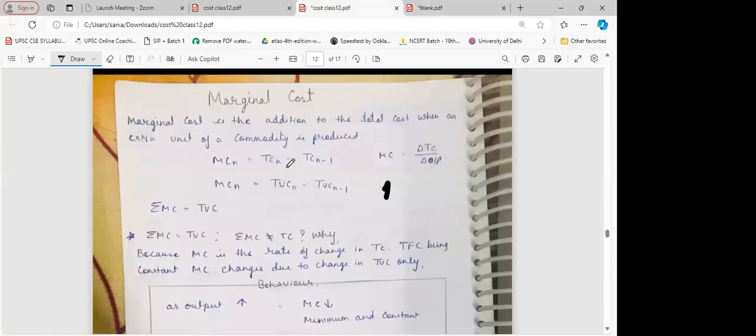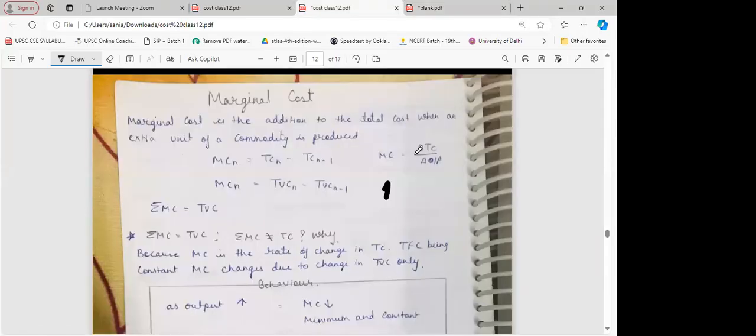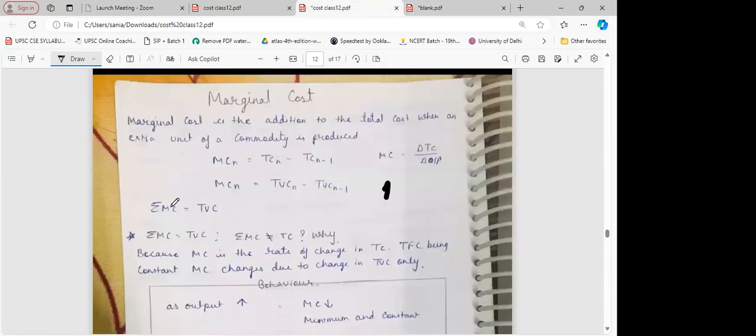One more thing, TVCn minus TVCn minus 1. And one more formula is there. Whenever you are getting this triangle, this is delta. Delta is equal to change. So it is basically change in total cost divided by change in output. How much your total cost is increasing? 10. And how much your unit is changing? 1. So 10 divided by 1, and you got the answer. And one more thing: when you total all the marginal costs, you will get TVC.